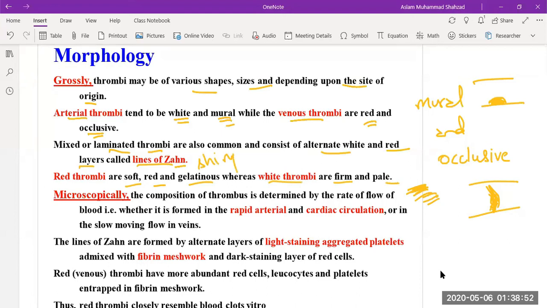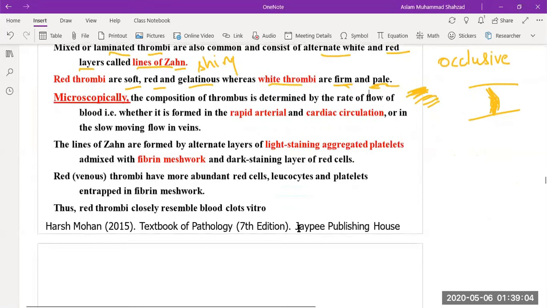Whereas when we talk about white thrombi, they are firm and pale because of the presence of platelets. So that's why we compare the red thrombi with the white thrombi. Microscopically, the composition of a thrombus is determined by the rate of flow of blood, and we know that the rate of flow of blood is important because if the flow is fast, they will be different. If the blood flow is slow, then they will have different characteristics.